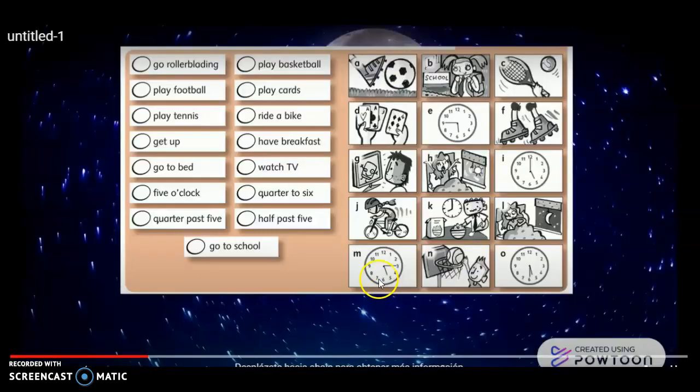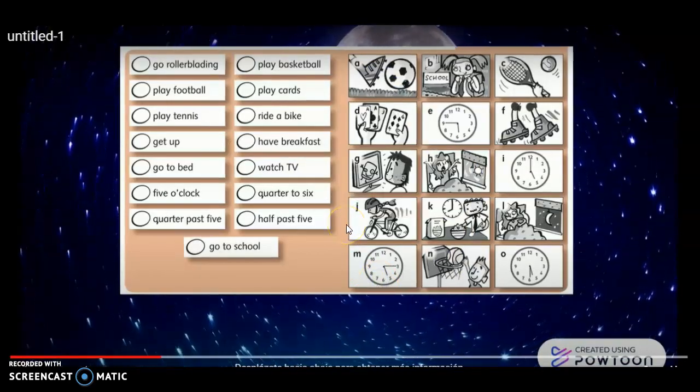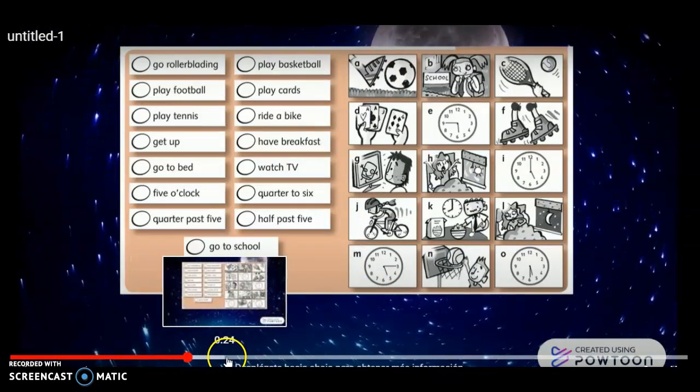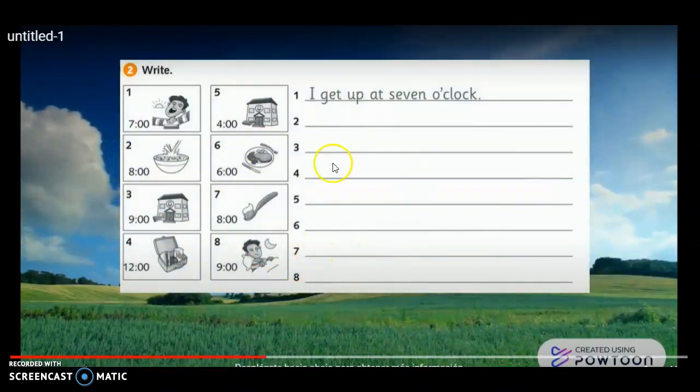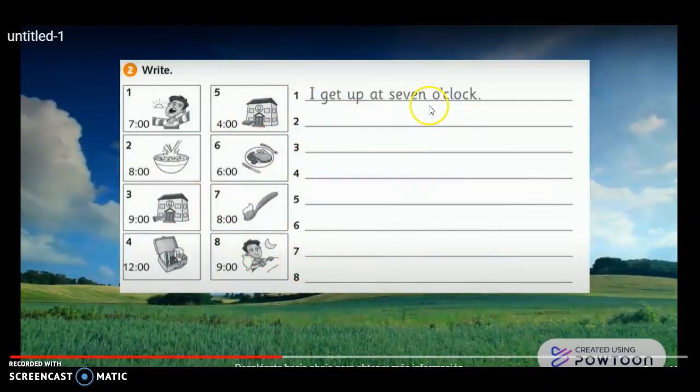Great. So let's try now to practice all these things, okay? Let's see if we can practice a little. So here we have a worksheet and we're going to write the hour. Vamos a partir con lo más fácil que es o'clock, right? So here in number 1, he gets up at 7 o'clock, right? In number 2, he has breakfast or I have breakfast at 8 o'clock. Number 3, I go to school at 9 o'clock, correct. Number 4, I have lunch at 12 o'clock, right? Or midday. Esto sería el mediodía, right?